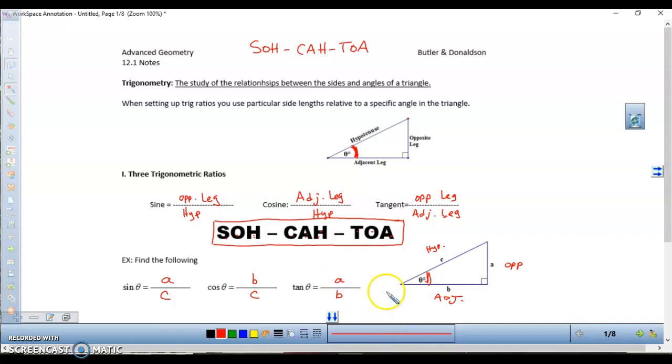So there you go. That's the first type of question I'd ask, in very general terms: hey, what is the sine, cosine, or tangent for some angle in a triangle?